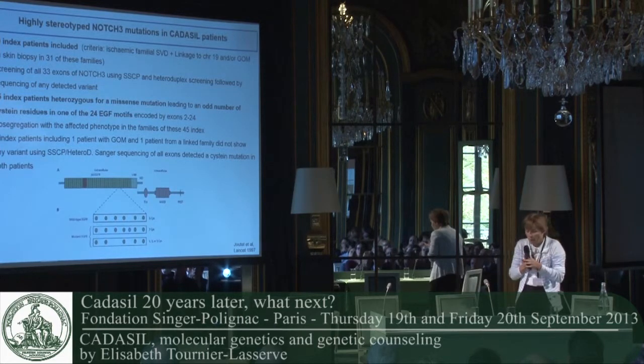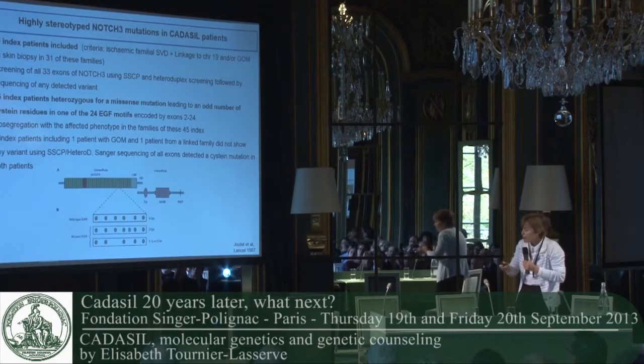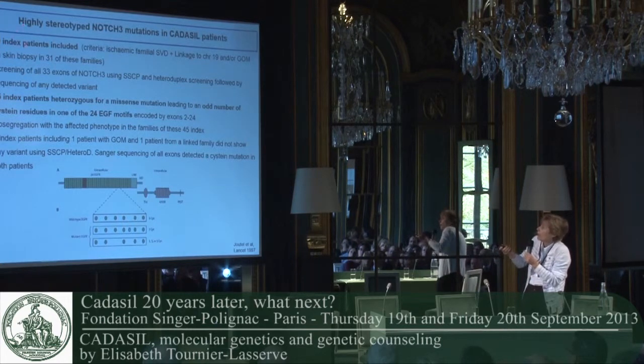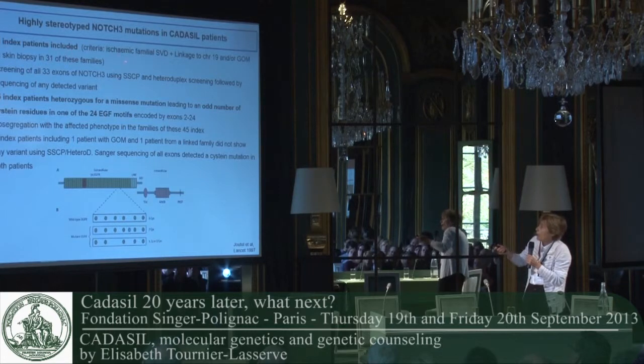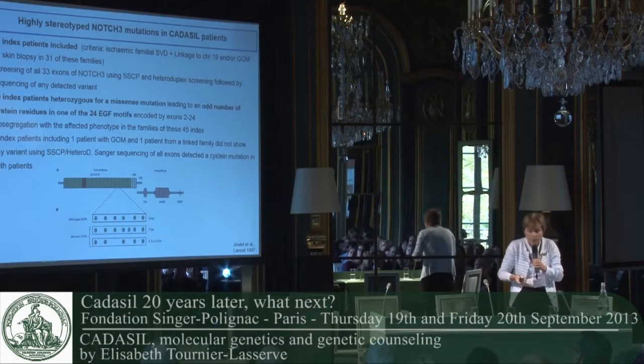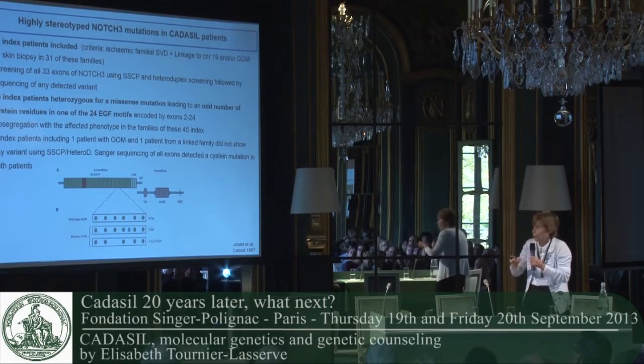In fact, at the beginning, to define what is CADASIL, we used 50 index patients that were included in the study, and these patients have an ischemic familial small vessel disease, and at least more than 30 of them were either linked to chromosome 19 and/or having GOM on skin biopsy. And this, I think, is quite important.